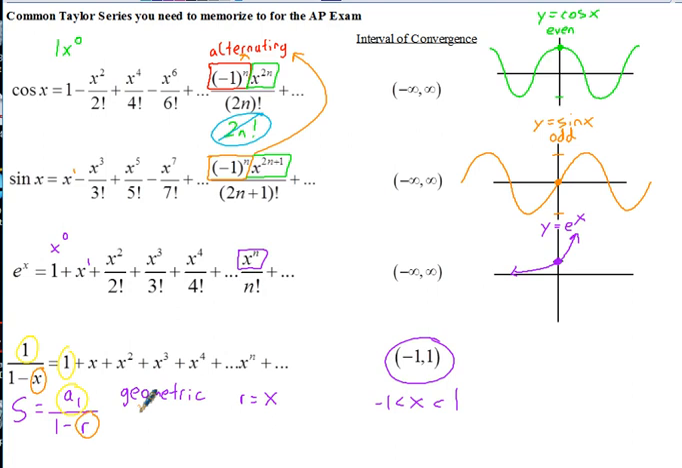Okay, so these are the 4 you want to make sure you have memorized for the AP exam. Again, to save us a lot of time, it makes some problems much easier than they would be if we didn't have these memorized. So let's take a look at some of the example problems now.